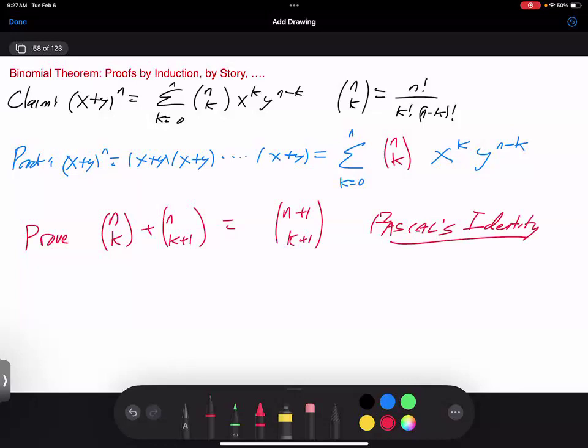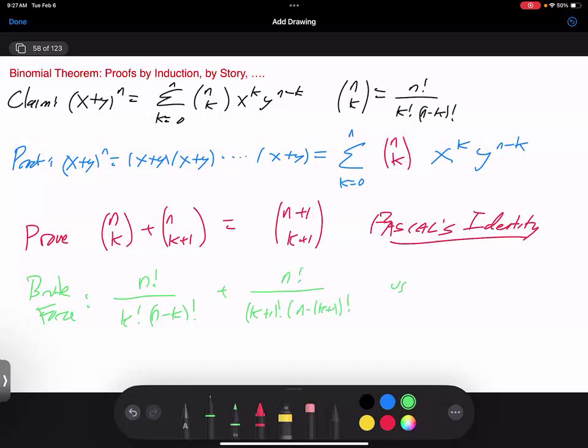There are many ways to prove things in life. One way is brute force. I can look at n factorial over k factorial n minus k factorial plus n factorial over k plus 1 factorial n minus k plus 1 factorial versus n plus 1 factorial over k plus 1 factorial n minus k factorial. Do you think it's going to be hard to show that these are equal? What would you do to show that they're equal?